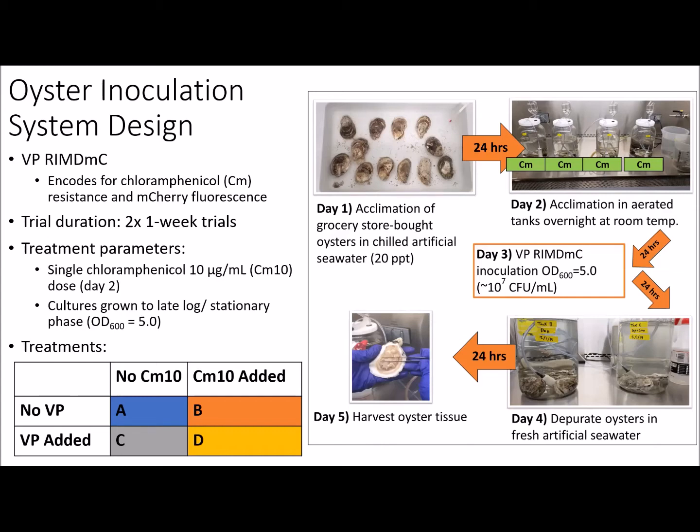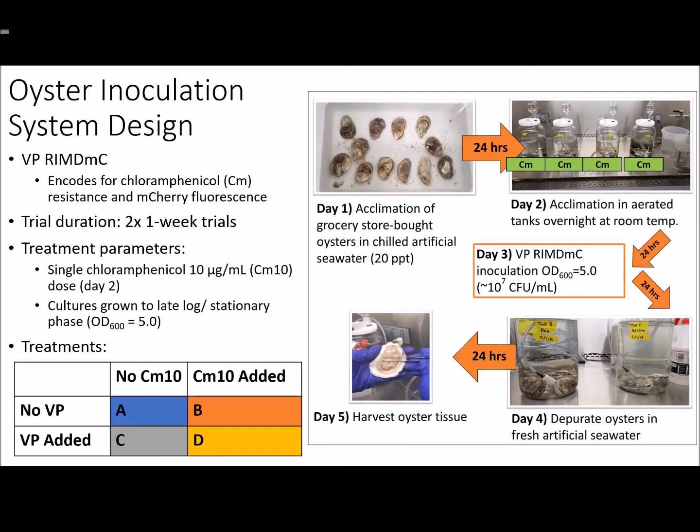Depuration is where we take oysters from one of these quote-unquote dirty tanks and then add those to one of the fresh seawater tanks that you can kind of see on the left. 24 hours after depuration, we then harvest our oyster tissues. So these trials run 1 week each, and the data you're going to see took place over 2 different trials. And the treatments we used for this, you can see at the bottom left.